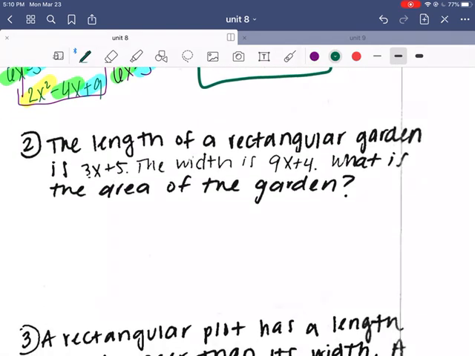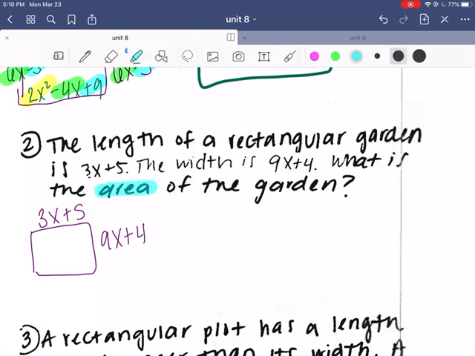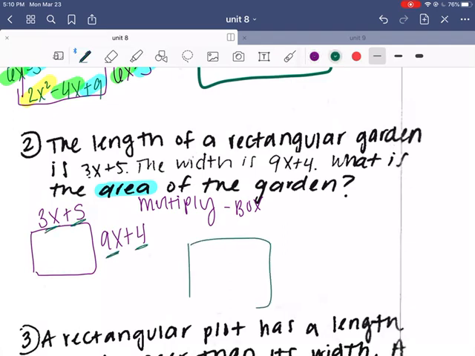Going to number 2, this one tells us the length of a rectangular garden. Again, helpful to draw it out. Rectangular garden. It's 3x plus 5 by 9x plus 4. This time it asks for the area, which means to multiply. In this unit, if you're multiplying, you've got to set up a box. Notice that this is a 2 by 2, so you can set up your box to reflect that.